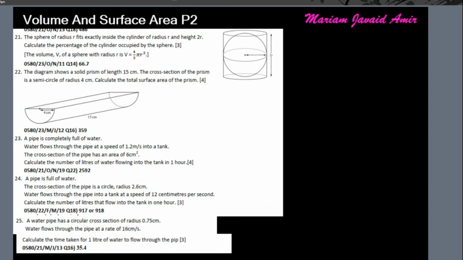Okay. Question 22. The diagram shows a solid prism of length 15. The cross section of the prism is a semicircle with radius 4. Calculate the total surface area of the prism. So the total surface area is, it's a solid prism, so we have to include all sides.